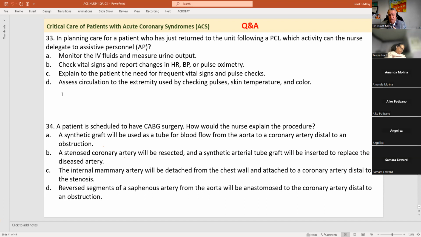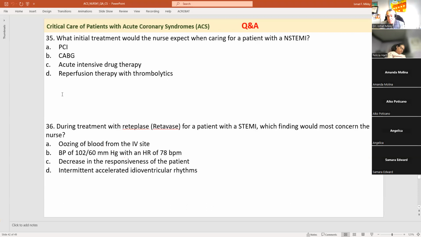There are pros and cons for each vessel or artery. We will talk more in depth about this in adult Health 3, including the difference between the IMA and the saphenous vein. But these are the two different types of grafts or vessels used in CABG surgery. So the answer is C. And 35.